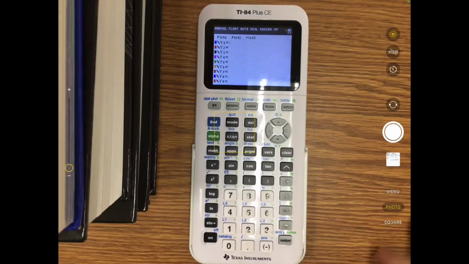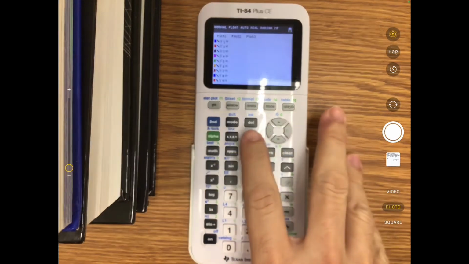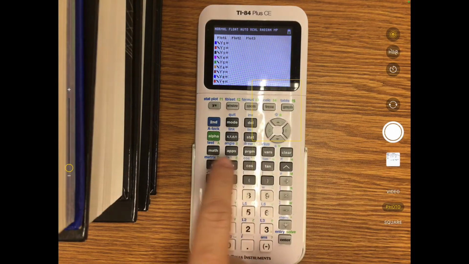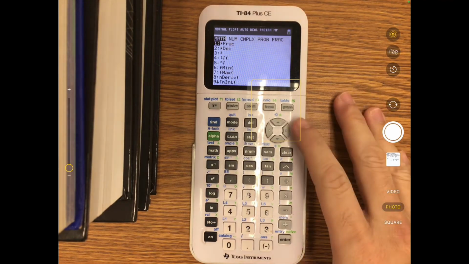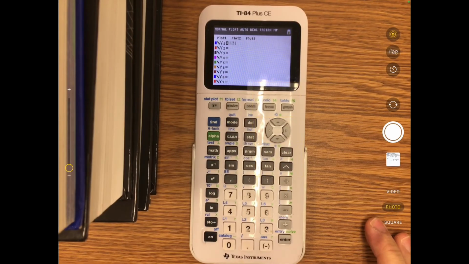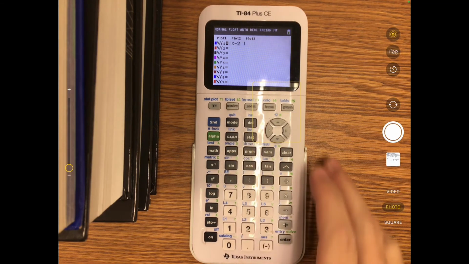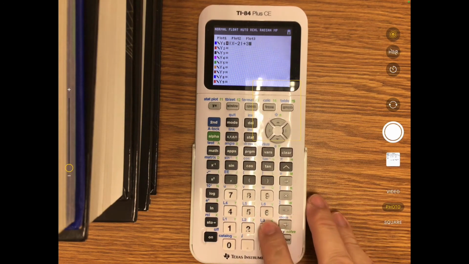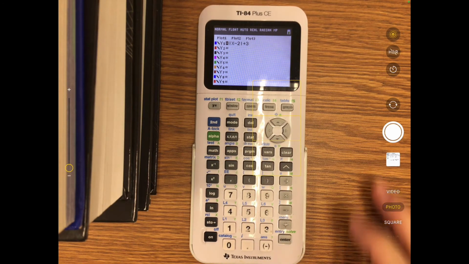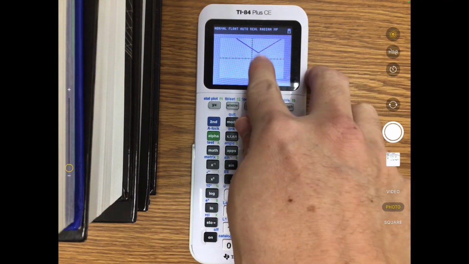What we're going to do is hit y equals, because we want to put in the graph of the absolute value. We're going to hit math, scroll one to the right to number, and we're trying to find the absolute value. We're doing the absolute value of x minus 2, plus 3. Then you hit graph. And we can definitely see that the vertex, where we'd have a corner, is at 2.